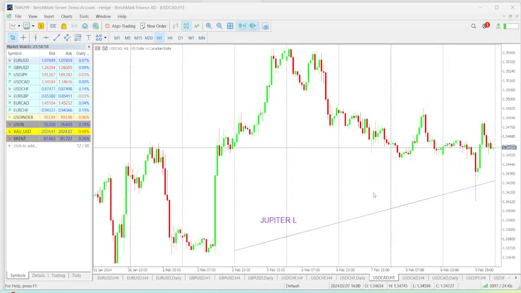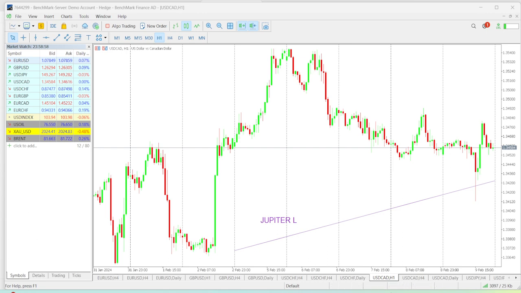Okay, let's continue with USD Canadian. Once William Delbert Gann was asked which he would prefer, price or time, and the answer was that he would always prefer the time but not the price, and the proof is here.